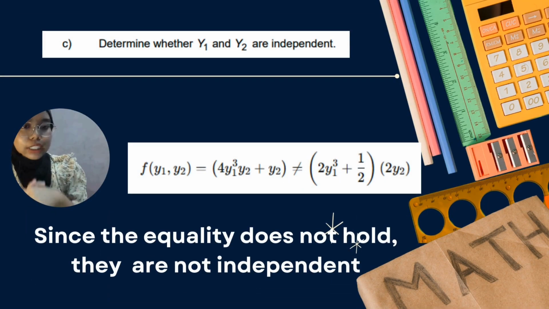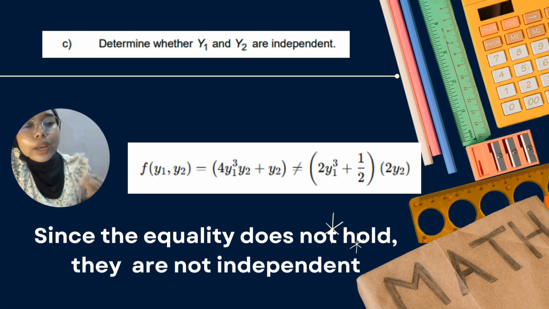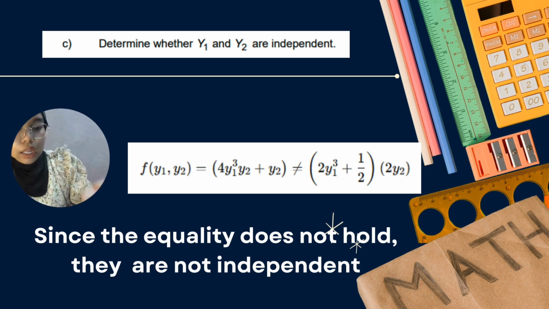Question C is to determine whether y1 and y2 are independent. To determine independence, we have to check if the joint PDF f(y1, y2) can be expressed as a product of the marginal PDFs. As we can see here, the equality does not hold, which means y1 and y2 are not independent.